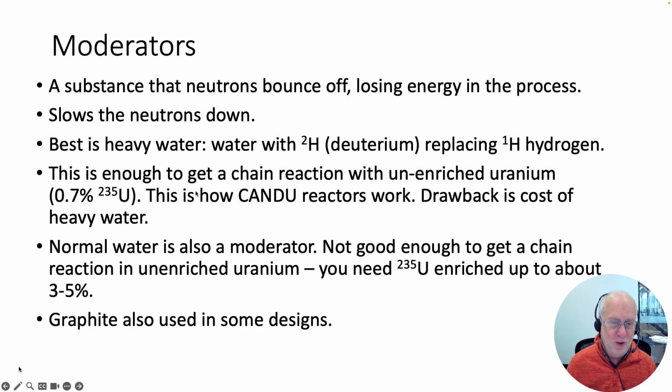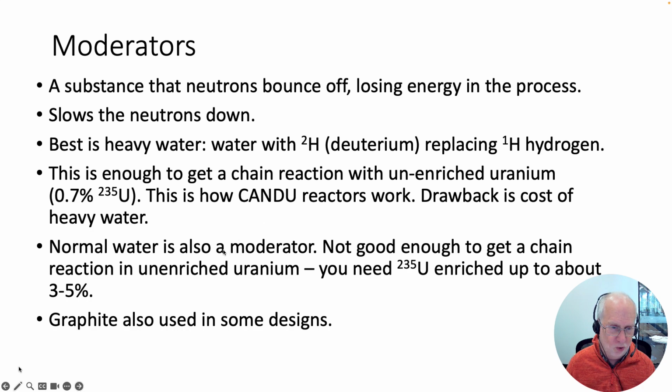Now the best of these moderators is heavy water, that's deuterium, so it's water with H2O, but the H, at least one of them, is replaced by deuterium, which has the extra neutron. This is enough to get a chain reaction with unenriched uranium. And this is how the Canadian reactors work. The benefit is you don't need to enrich the uranium. The drawback is you do need to enrich the water. And maybe that's a bit easier because it's not so radioactive, but it's also a tricky process.